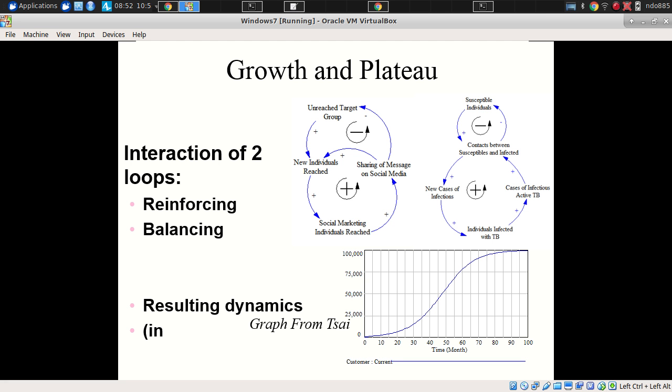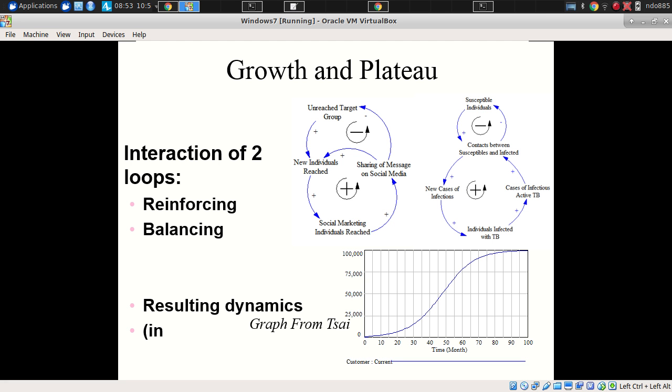You can also get growth and plateau phenomena. This is with two feedbacks interacting. One feedback that's a positive feedback leads to very rapid change, like transmission of infection. Another feedback is depleting the number of individuals who can still be infected. TB is a lifelong infection. So as people get infected with TB, you might see in a community a rapid rise. But then over time, the number of susceptible individuals is depleted, and you see it going up to some plateau level.